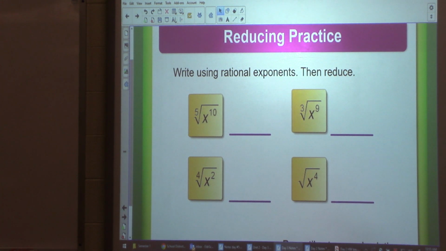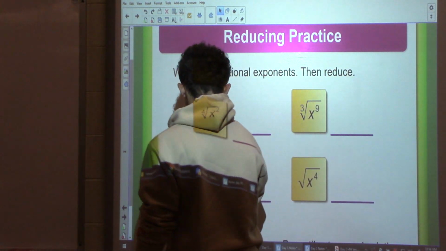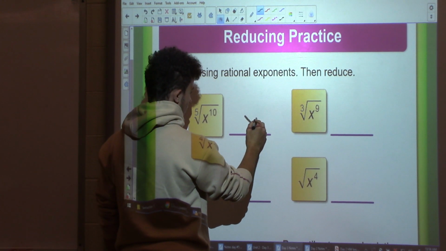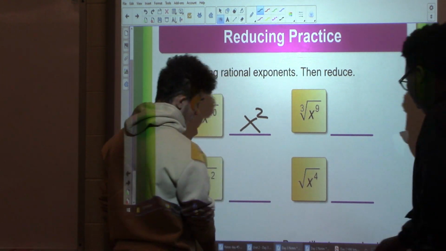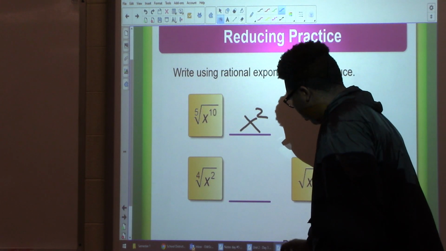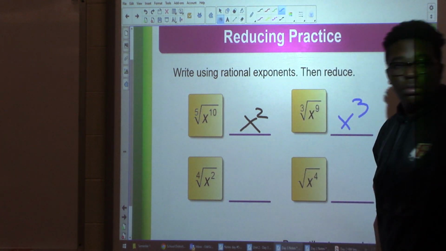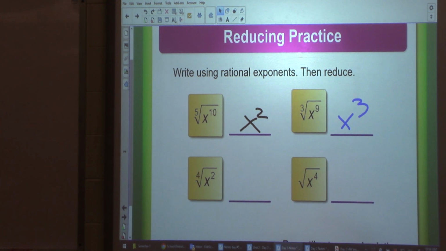Does anyone want to put one on the board? You will? Whichever one you want. You going to do the first one? It's all yours. Which one do you want to do? Pick one. I'll do the second one. The second one. Perfect. Anyone else? Oh, we need 2 more people to volunteer. Which one do you want to do? I'll do the 4th root of x squared. Perfect. One more. Do the last one. Sure. Sweet. Thank you.